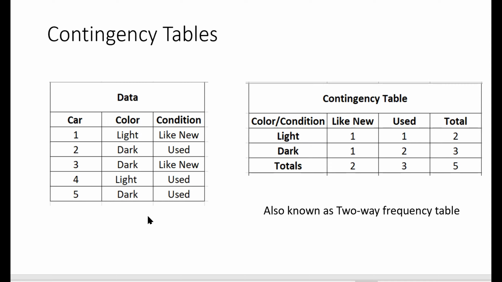If we have only 2 variables, then we're going to organize one variable as a column and another variable as a row.